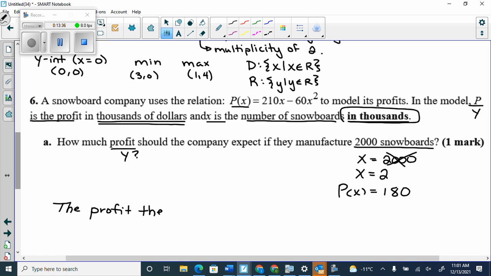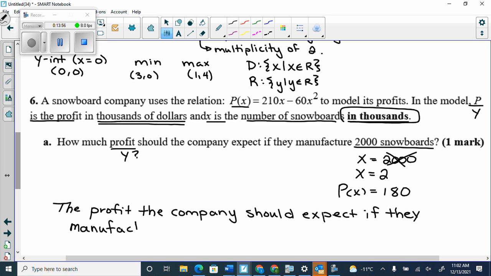The profit the company should expect if they manufacture 2,000 skateboards is $180? Does that even make sense? No, it's 180,000, right? Because the money is in thousands of dollars.